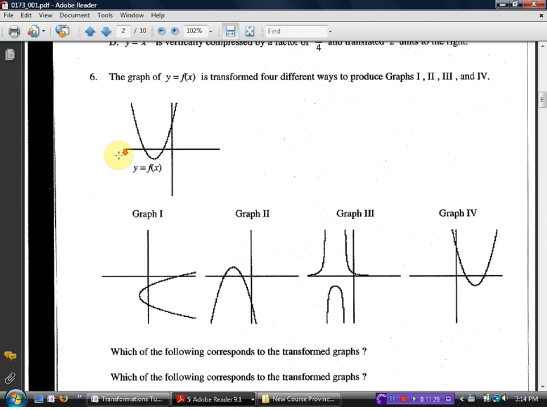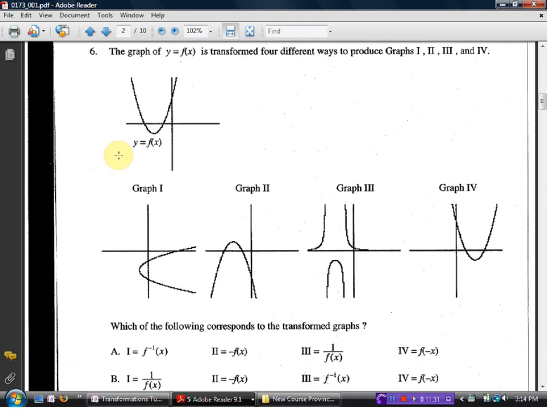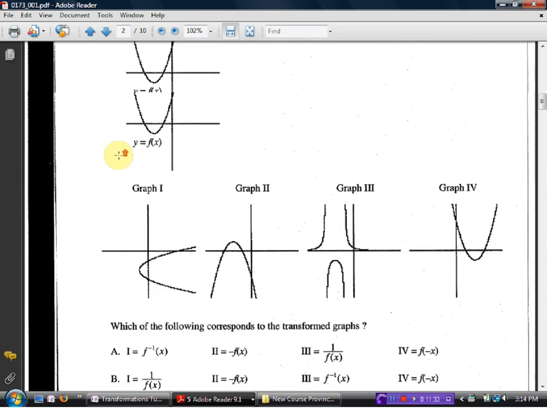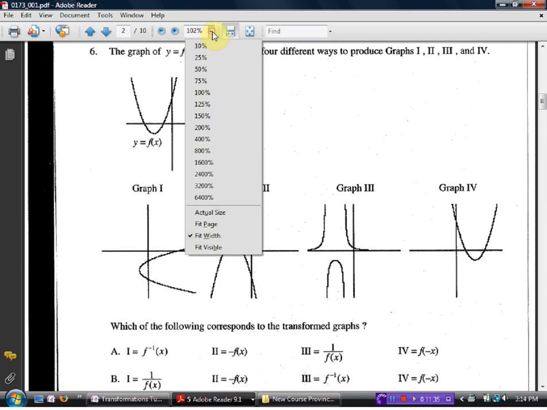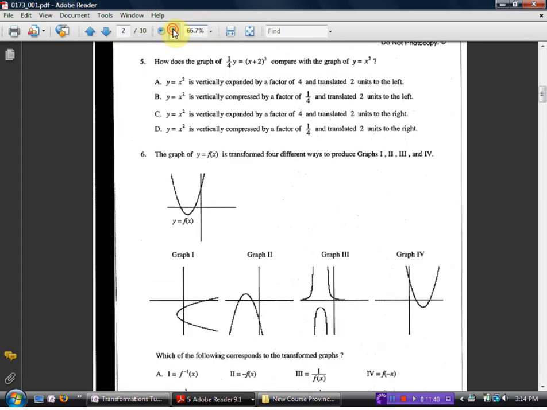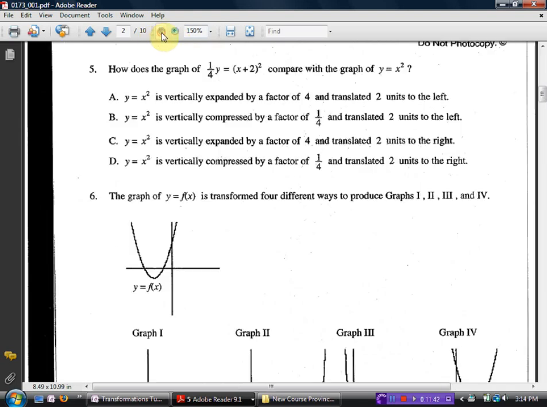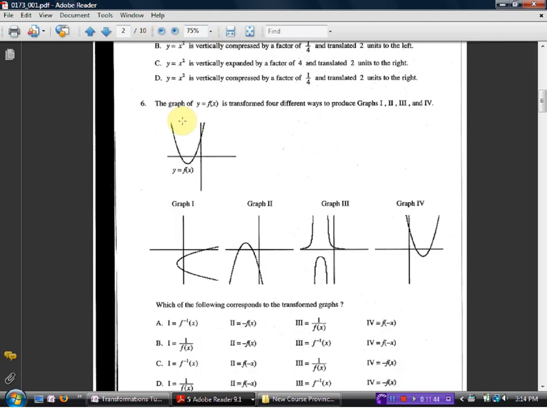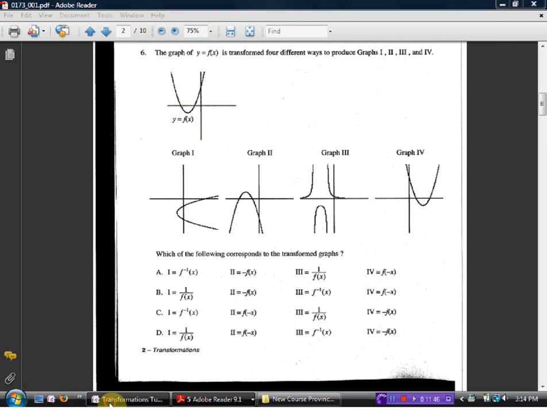Number 6. Can I get this all in one page? I can if I shrink it. Fifth page, make it a little larger, Mr. Duick. Not too big. Try that. Quick. This is a good one.